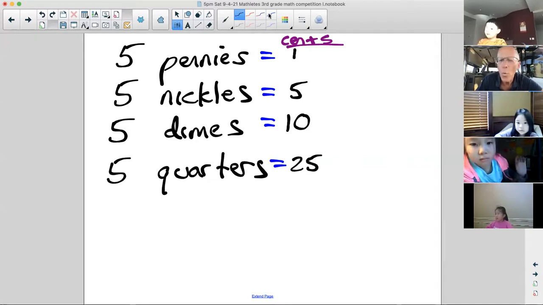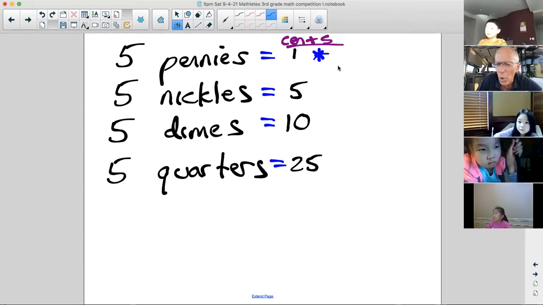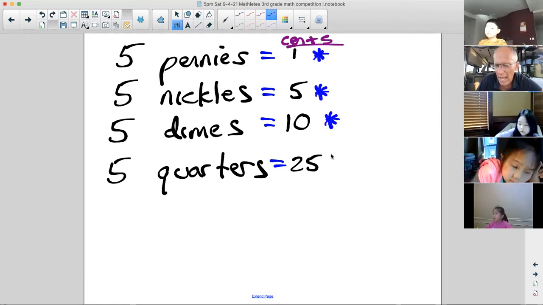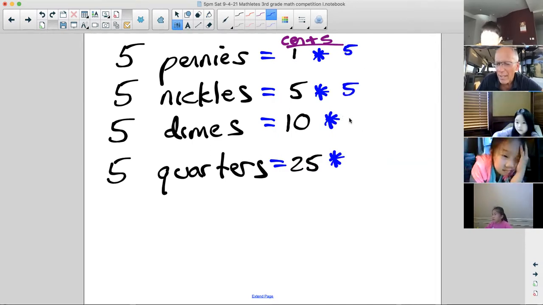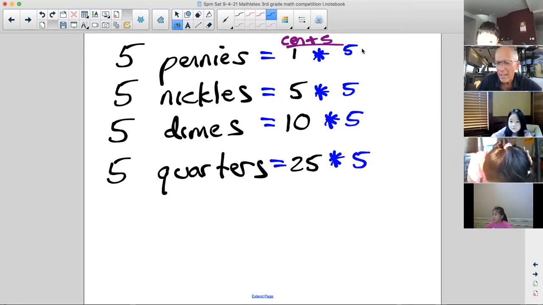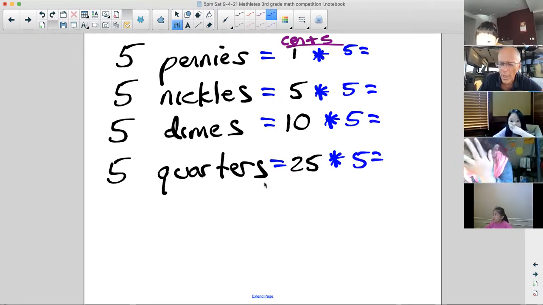25. So we're going to create what's called a frequency chart. And the frequency chart shows that we have 5 of everything, and we're going to add them all up. So we're going to do the multiplication, and then we're going to add them. So we have 1 times 5 is what?